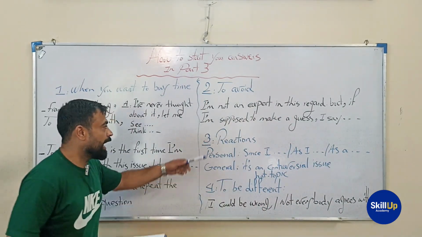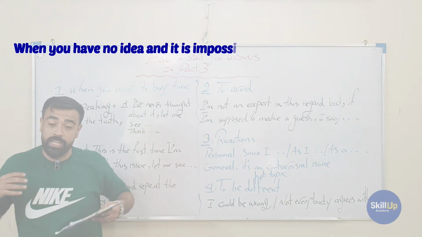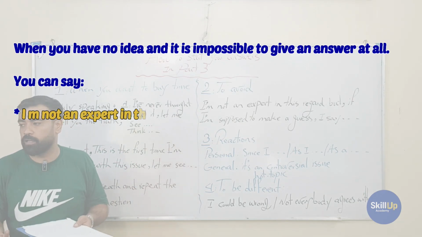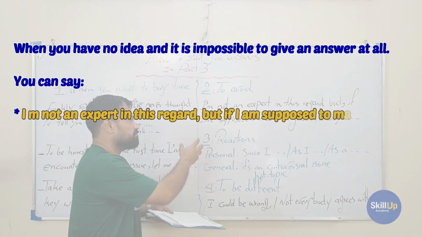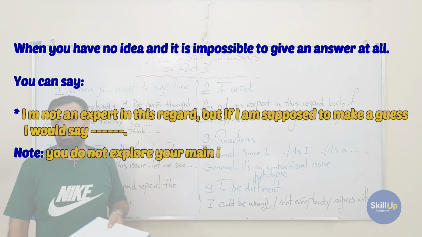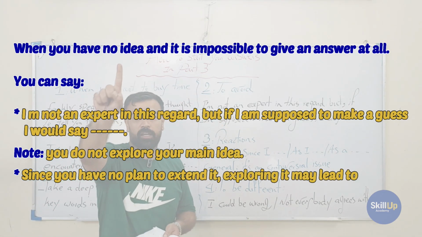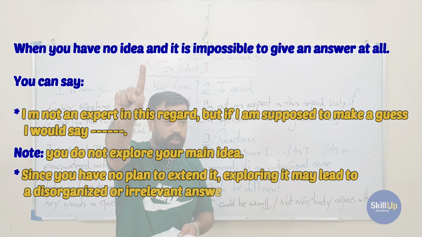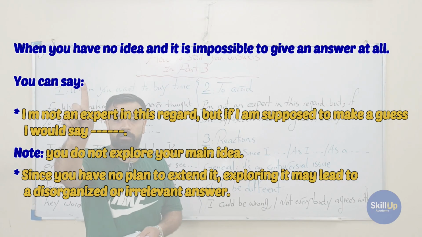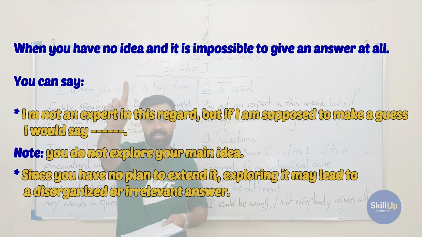The second one, how to avoid. In some specific cases, maybe the question is really difficult. There's nothing in your mind and it is impossible to extend your idea. Okay? So you start with, I'm not an expert in this regard, but if I'm supposed to make a guess, I'd say. You can use this strategy just once. You can't use this strategy for all the questions that I'm asking. You can use it once. So it's a kind of one shot, one opportunity, as Eminem says, okay?